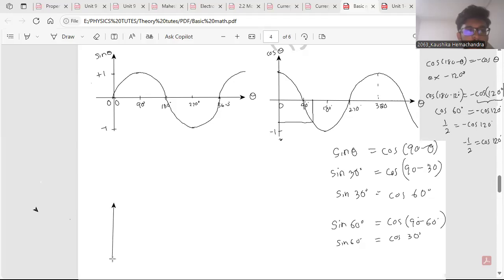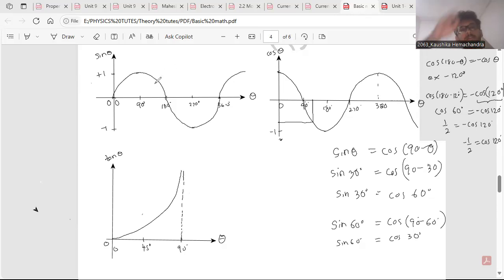Then we have the tan theta graph as well. I'll give you time to draw. Look at the table and see how tan theta varies. When theta is 0, tan theta is 0. When theta is 45, tan theta is 1. When theta is 90, it has gone to infinity. But you can't show infinity on a graph, so infinity is shown as a line parallel to that point. Infinity at 90 means it will be parallel to the y-axis.